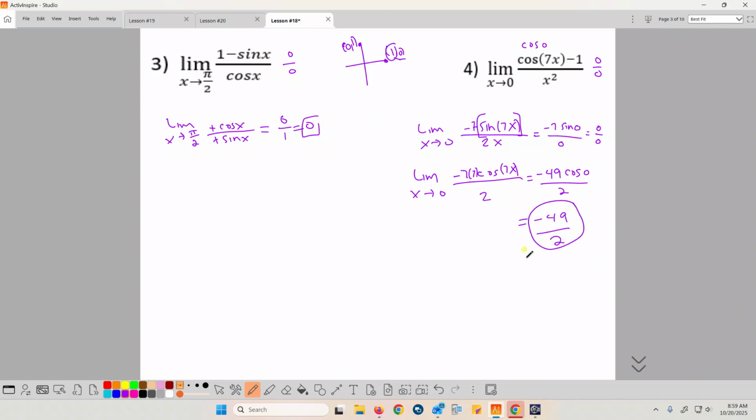So you can see here how L'Hopital's rule works, and that's basically the idea. Remember that if you get infinity over infinity, you can also use L'Hopital's rule.